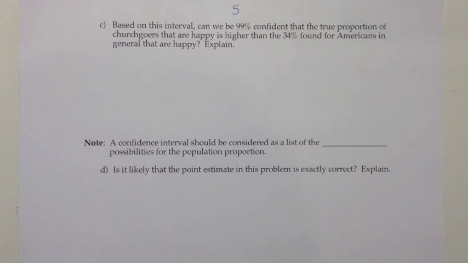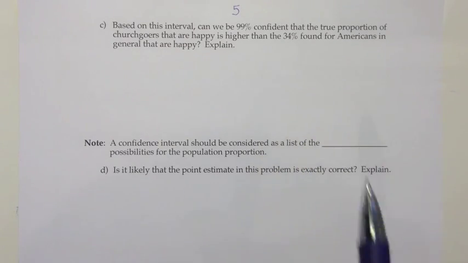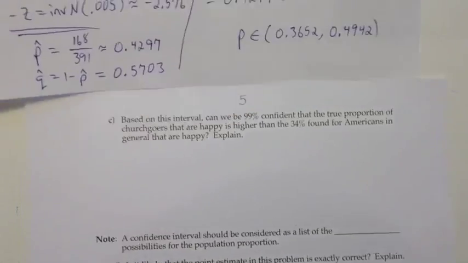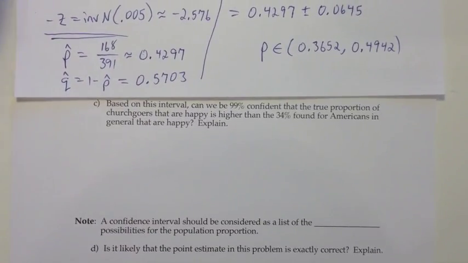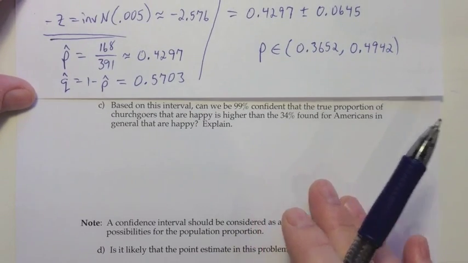Okay, continuing on with our problem about the happy churchgoers, let's look at part C. So based on this interval, can we be 99% confident that the true proportion of churchgoers that are happy is higher than the 34% found for Americans in general that are happy, and explain. So on the beginning of the previous problem, they said that the study had found that 34% of all Americans were happy. The interval we just found is just for the churchgoers. Let's bring that back in for a moment.